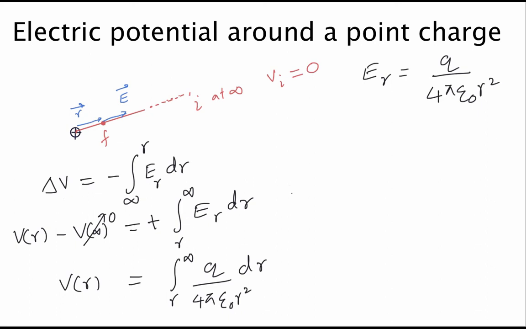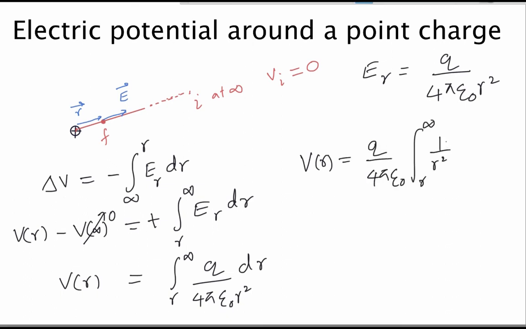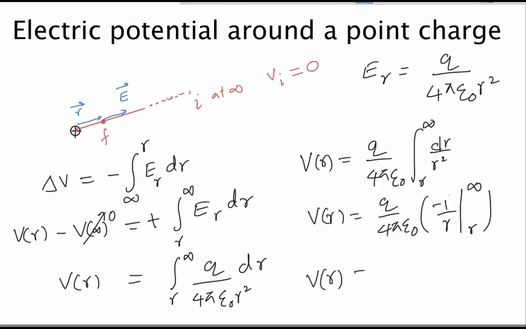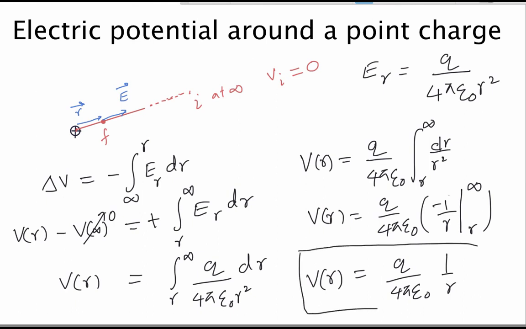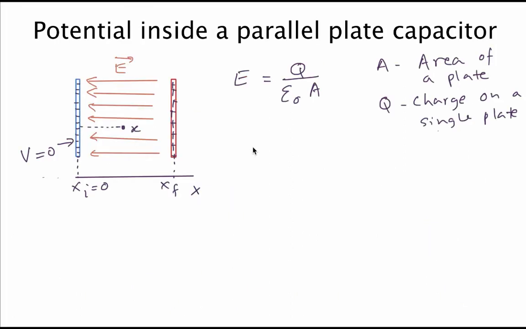If you do this integration, it is a very simple integral, and you can evaluate it. Now V(R) can be written as Q divided by 4 pi epsilon naught, times 1 over R. We already know this answer, but you see that you can get the answer quite easily. This is another application of the equation which connects electric potential and the electric field.